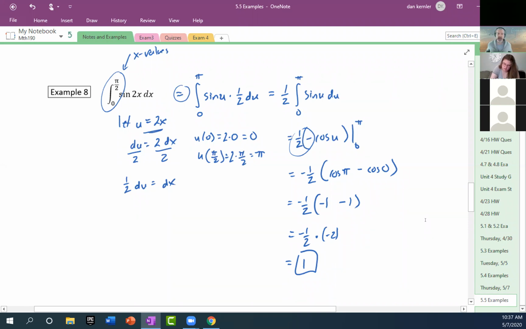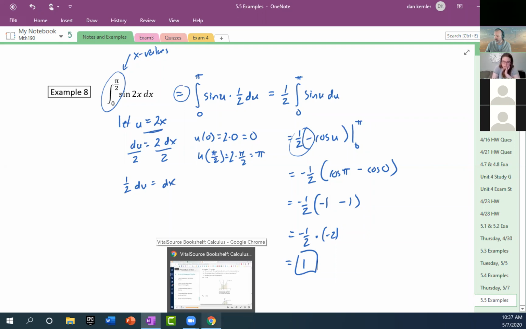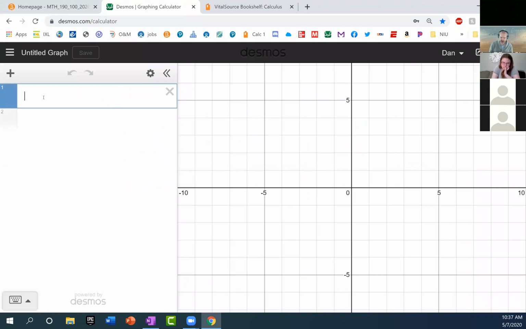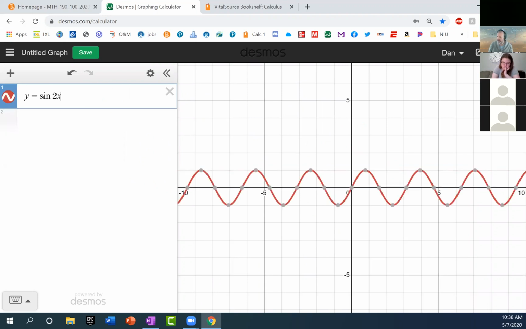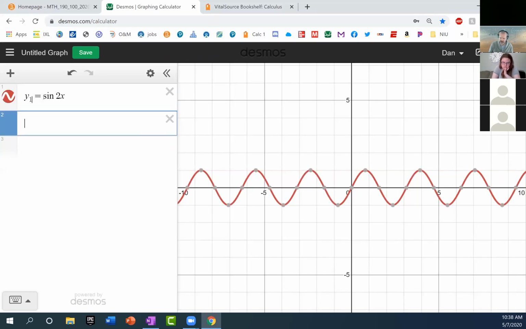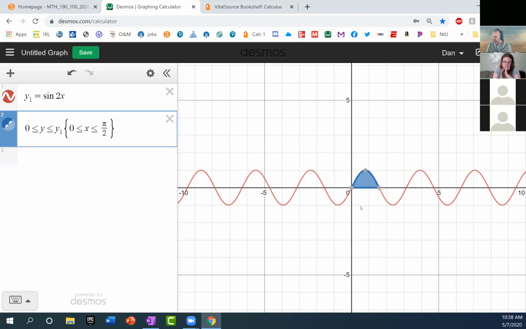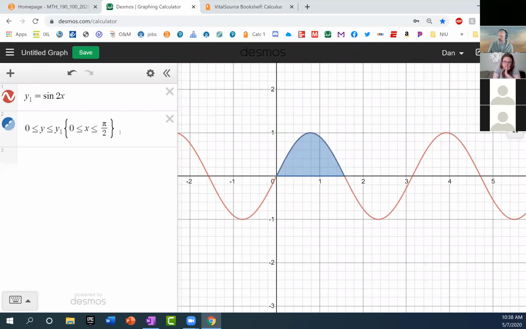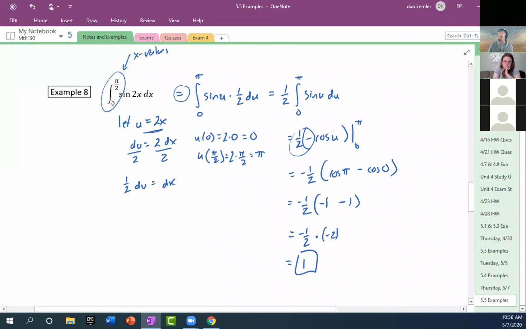So I want to finish today with a Desmos graph. Two Desmos graphs, actually. I want to graph y equals sine of 2x, and I only want to look at the area underneath that. We're going to call this y1. We graph 0 less than or equal to y less than or equal to y1, with x between 0 and pi over 2. Okay, so that's the integral we were looking for, that area right there. That was the integral of sine of 2x from 0 to pi over 2.